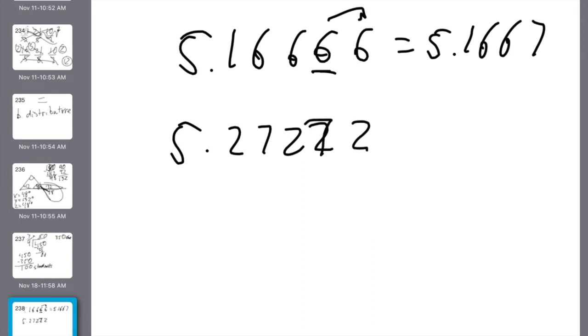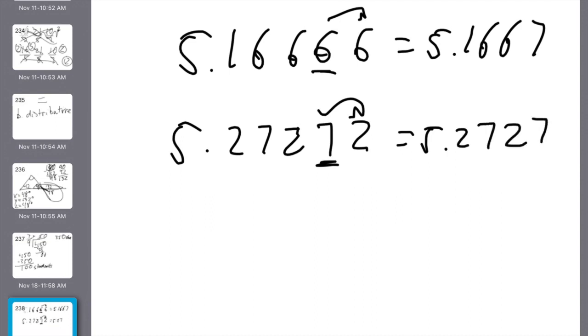B is 5.27272. Okay, I'll try to erase that so you don't get confused because it's important. So I'm rounding to 4 places here. 1, 2, 3, 4. Look to the 2. It doesn't do anything. So my answer is 5.2727. Turn the page in your book.